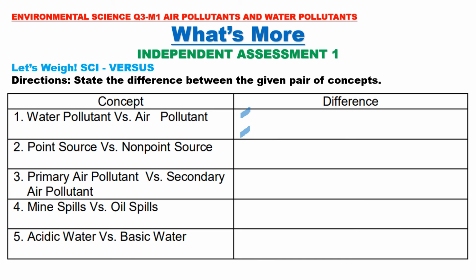Okay? So, 2, point source versus non-point source. 3, primary air pollutant versus secondary air pollutant. 4, mine spills versus oil spills. 5, acidic water versus basic water.